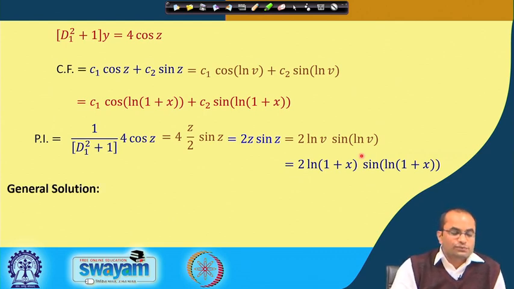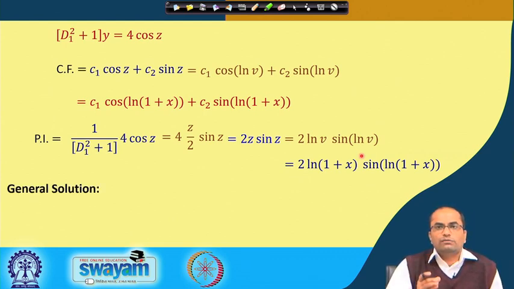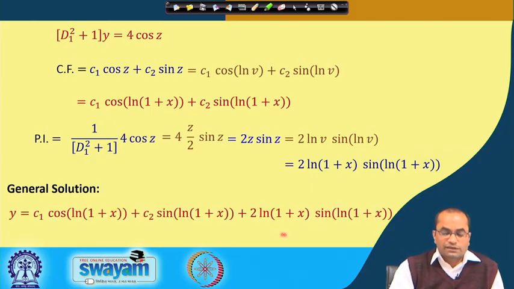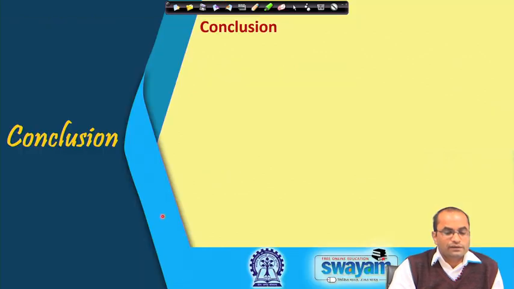And now, the general solution we can write down: we can add the complementary function to this particular integral, and this will be the general solution of the given differential equation, which was first converted to the Cauchy-Euler form, and then the Cauchy-Euler equation was changed to a linear equation with constant coefficients, and that we know how to solve with the help of the complementary function and the particular integral.